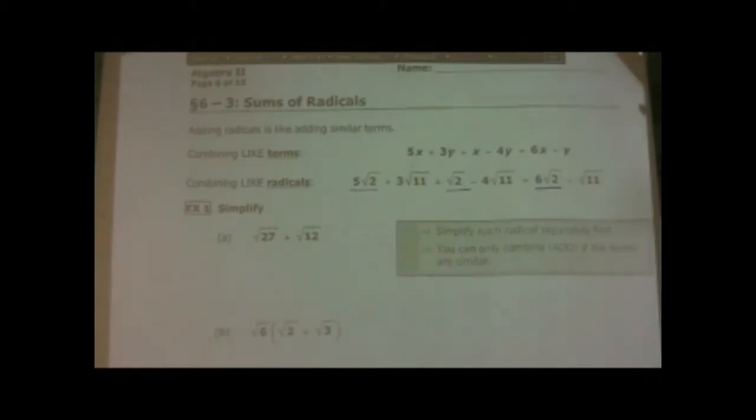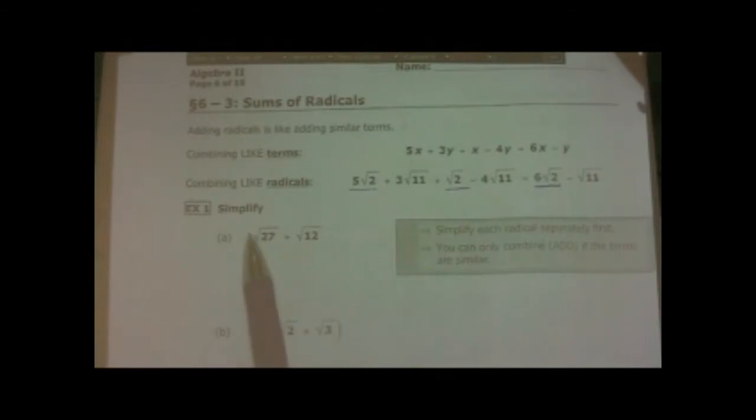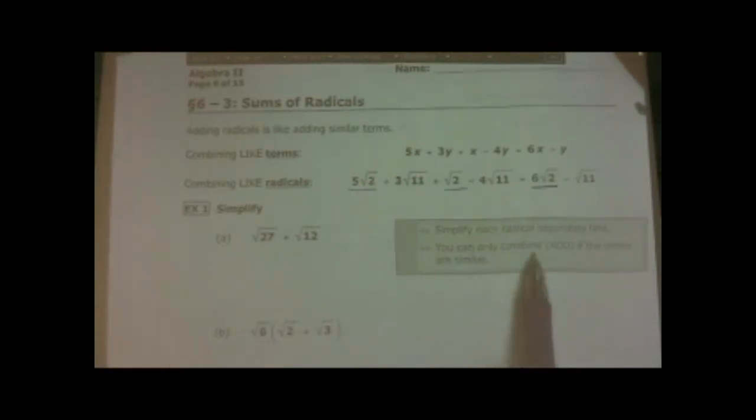So when we're doing this, we'll go to our first example. There's a process you should go through because right now these are not like radicals. Square root of 27 plus square root of 12. I cannot add them like this. But here's what I want to do. Simplify each radical separately first, and that means using our product rule and our quotient rule. Then you can combine or add if the terms are similar.